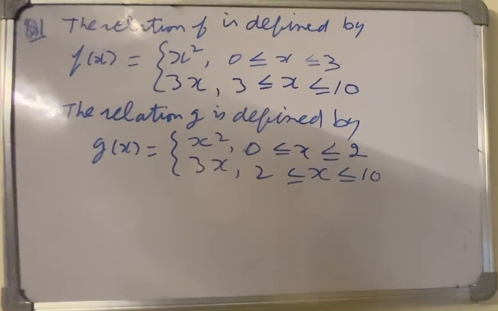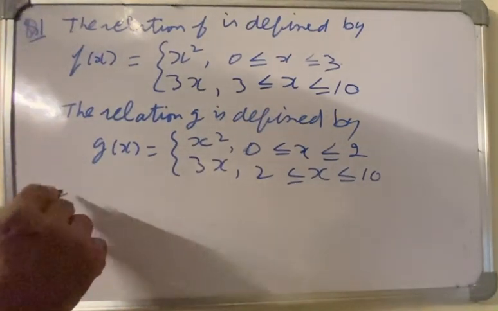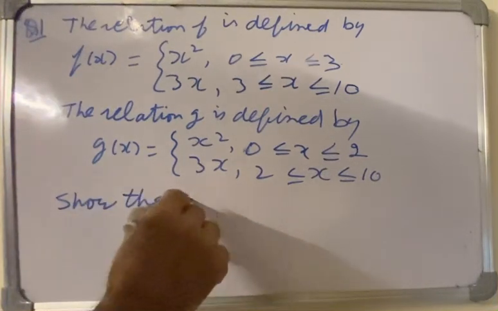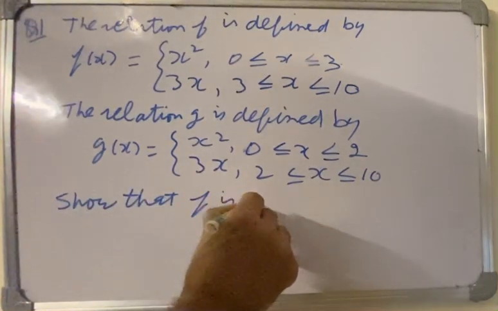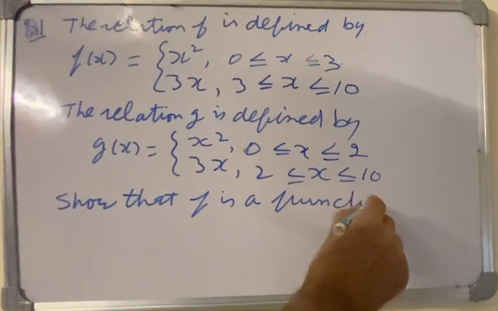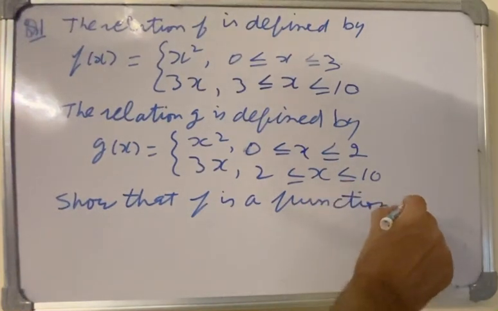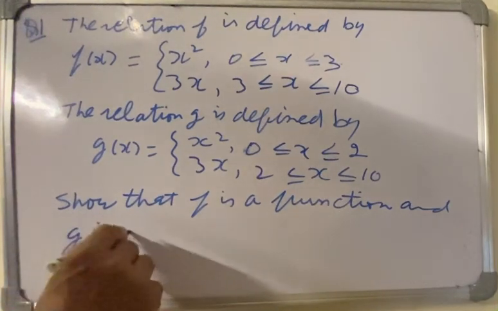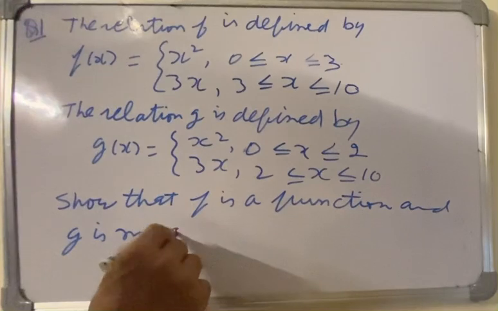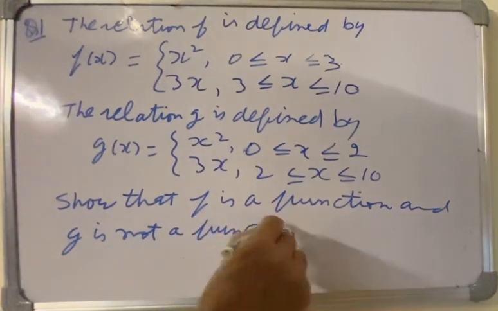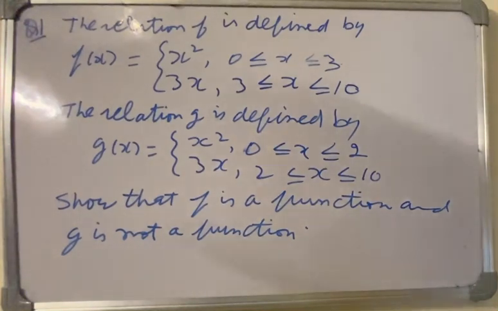Show that f is a function and g is not a function. G is not a function. We want to prove it. So let us take a solution.